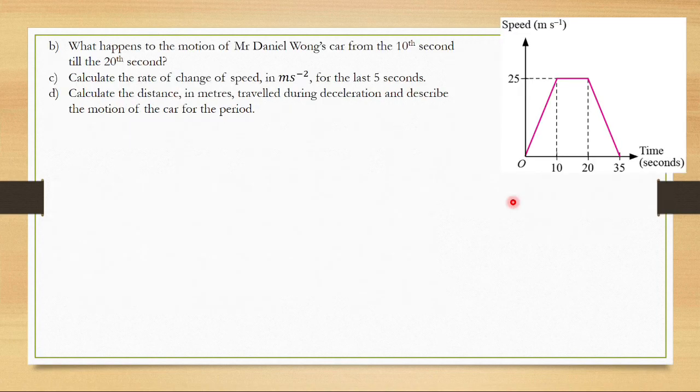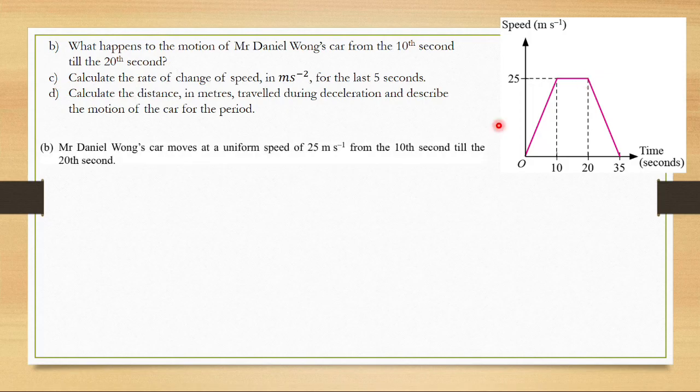And then for B, what happened to the motion of Mr. Daniel Wong's car from 10 second to 20th second? From 10 to 20, it is a straight line, right? No gradient, meaning that it moved at uniform speed. Okay, so the answer, Mr. Daniel Wong's car moved at a uniform speed of 25 meters per second from the 10th second to the 20th second. And then for C, calculate the rate of change of speed in meter per second for the last 5 seconds.